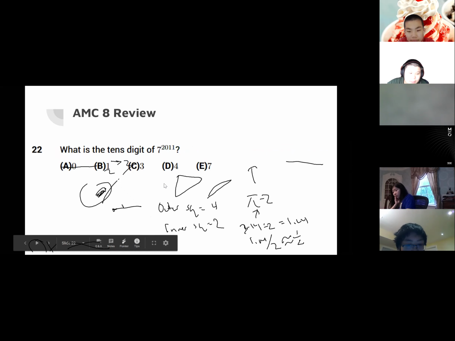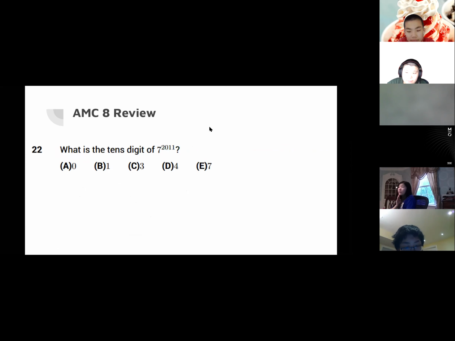Number 22. This is the last problem we're going to go over. What is the tens digit of 7 to the power of 2011? So, this problem simply relies on pattern checking. The tens digit is going to be affected by the units digit and the tens digit.